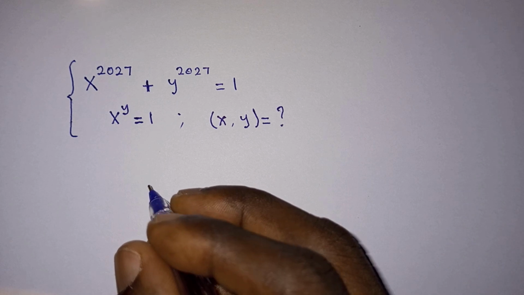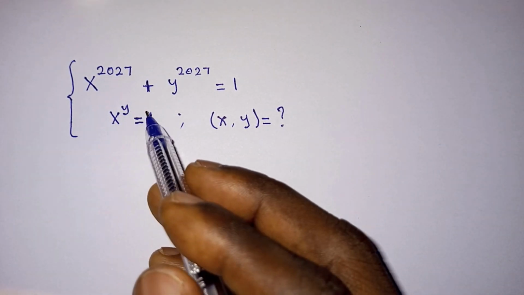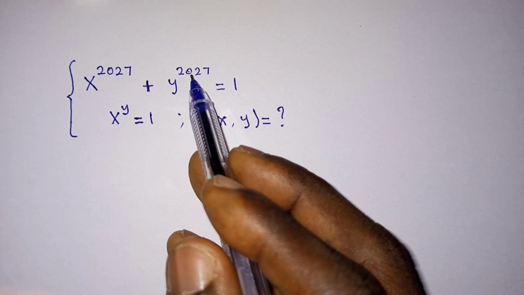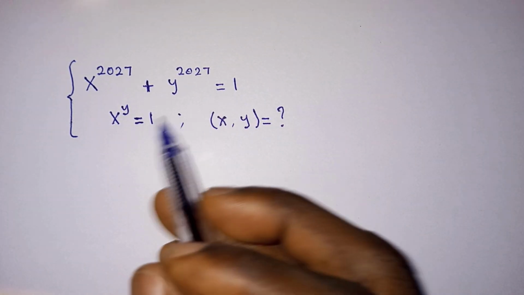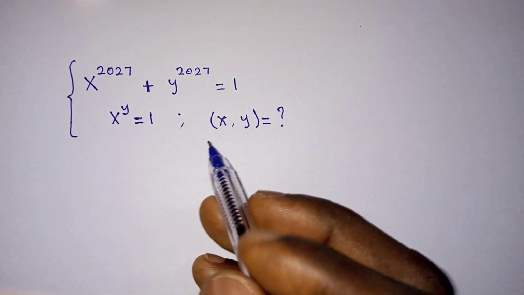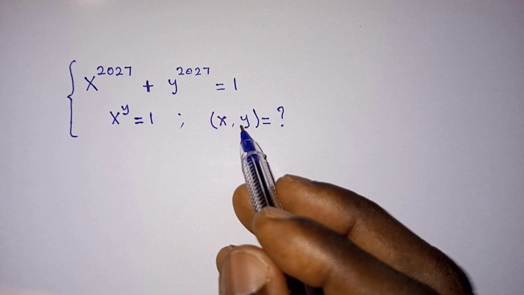Hello everyone, in this video we have the system of equations. We have x to the power 2027 plus y to the power 2027 is equal to 1, and we also have x to the power y is equal to 1. And we have to find the values of x and y.